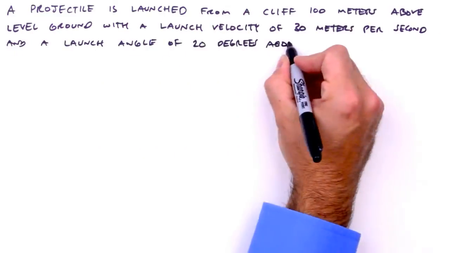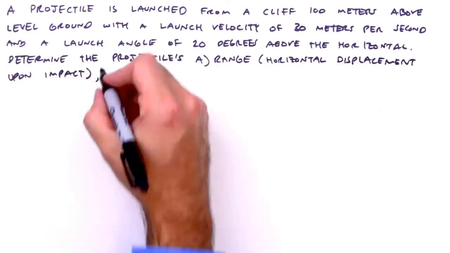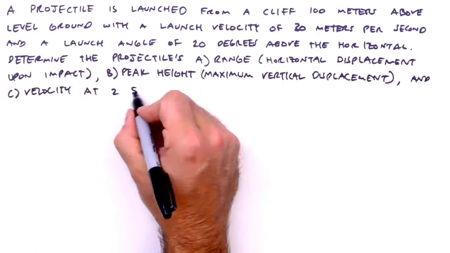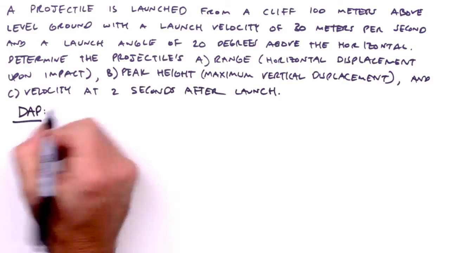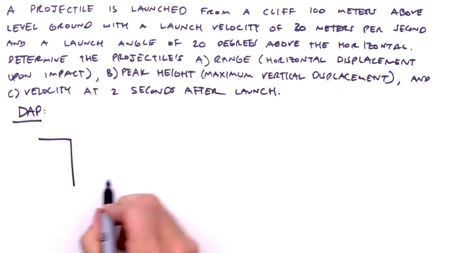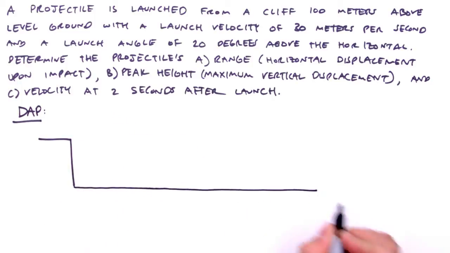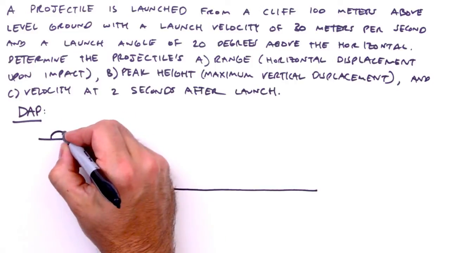and velocity of the projectile, and our task is to determine the projectile's range, peak height, and velocity at some point in time along its trajectory. The first step, as always, is to draw a picture. So here's the cliff from which our projectile is launched. And here's the level ground below. We'll draw a cannon to fire the projectile, and also to mark its initial position.